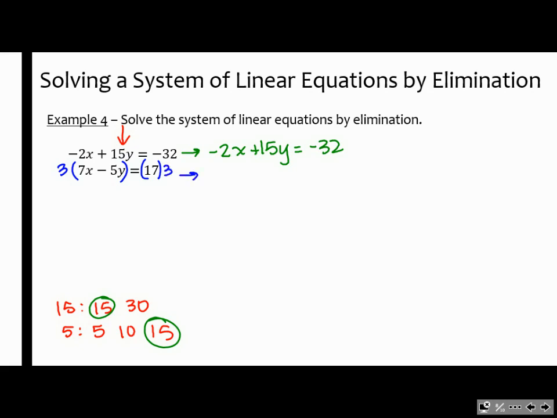So that it becomes 3 times 7x, which is 21x, subtract 3 times 5y, that's distributive property, right, is negative 15y, or subtract 15y, and then 3 times 17 is 51. And now we have an additive inverse in our system. Let's go ahead and add now.